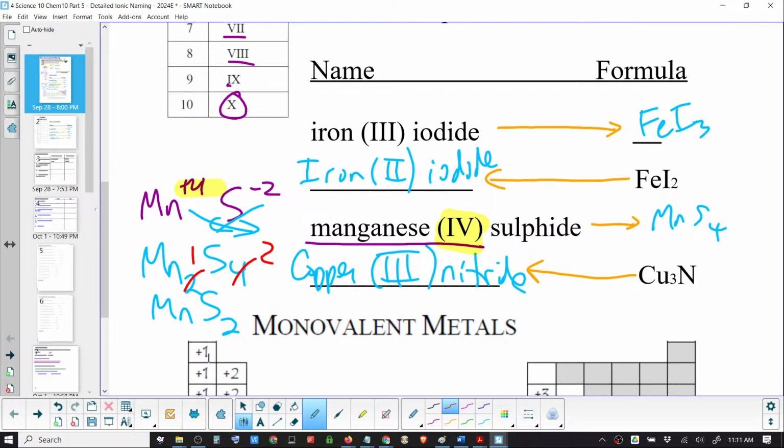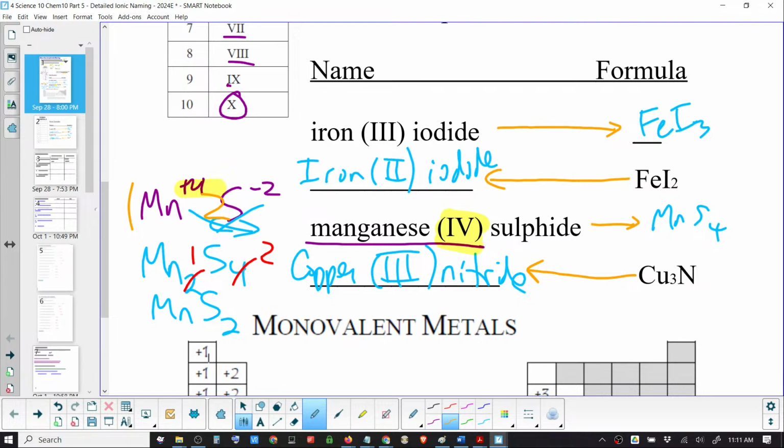So how many times does 4 go into it? Once. How many times does 2 go into it? Twice. That gives us MnS2. So crisscross applesauce gives you an error if they're a multiple, if they divide into each other. So you just have to know how to reduce, and then you're golden. So as long as you remember to reduce, you'll be fine.